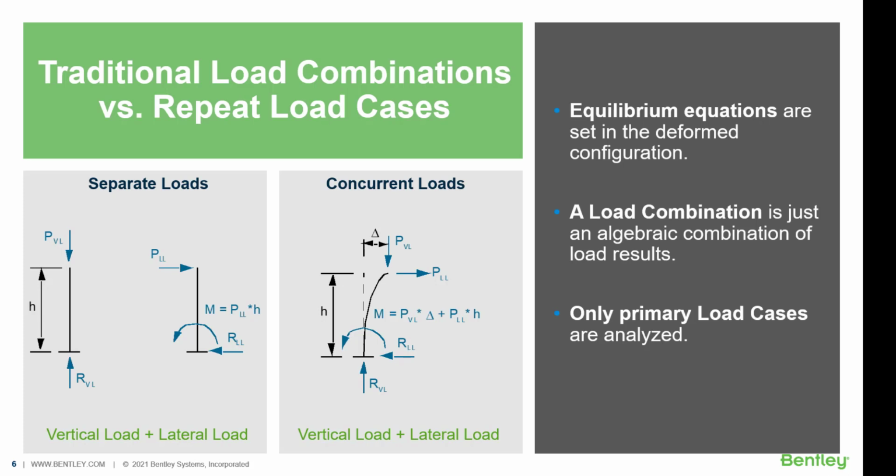In this example, in a fully linear analysis, both cases will lead to the same results by virtue of the principle of superposition. In a buckling analysis, superimposition principle does not apply. The buckling factors will be calculated correctly only if we analyze the case where the 2 loads are acting concurrently. And only primary loads are analyzed. Combinations are just a combination of results from the individual loads.